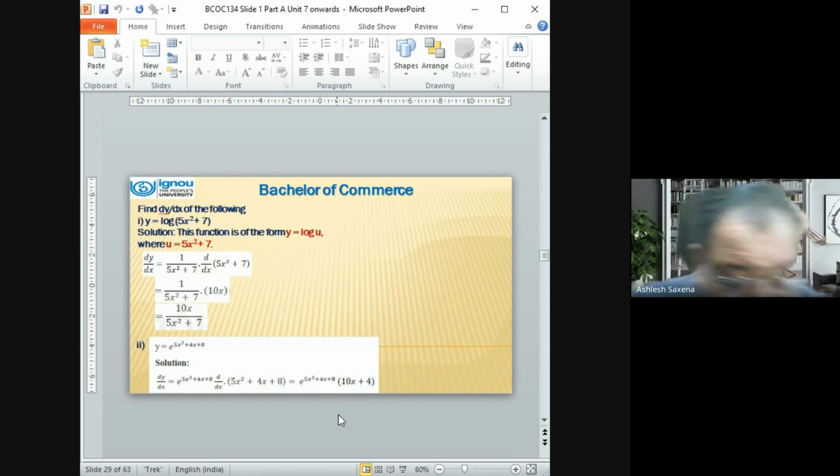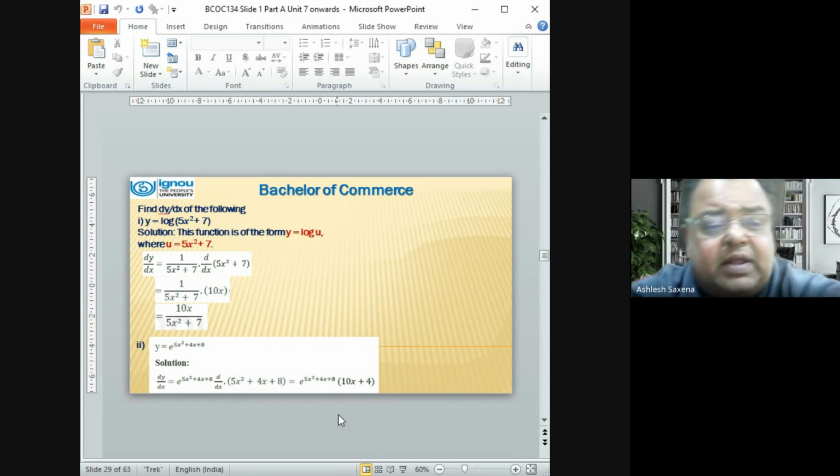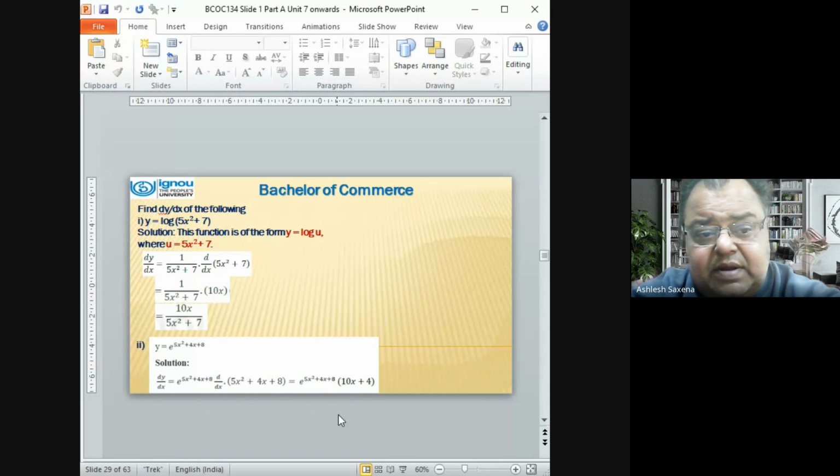Now we will see, we will be applying the concepts of what we have discussed. Now your problem is you have to find dy/dx of the following. y is equal to log(5x² + 7). Straight away things should click in your mind that this is a logarithmic function.